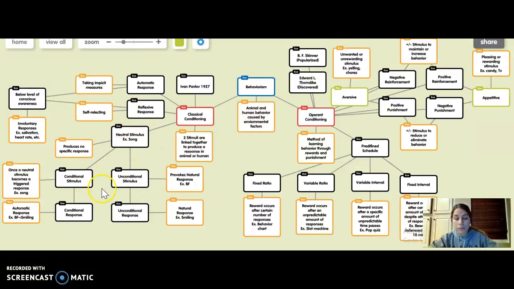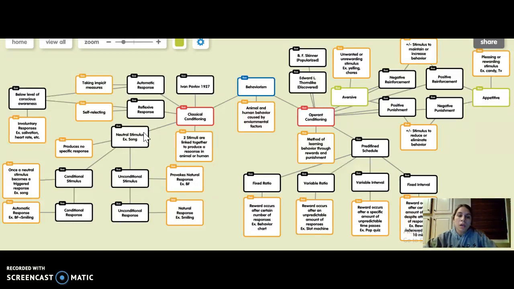So for some examples of these, let's say there's a couple. The boyfriend programs a song into the girlfriend's phone, but the song is a neutral stimulus to the girlfriend because she has no specific response. She doesn't even like the song. So if she were to hear the song on the radio, she has no response to it. It means nothing to her. When she hears the song on her phone, it means absolutely nothing.